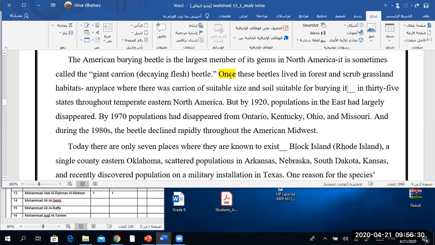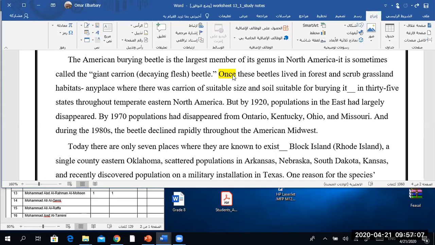Any idea, Abdullah Al-Anizi? We were talking about the word once here. Thank you, Muhammad Al-Muhsin. I love you, man. Once these beetles lived in forest, scrub grassland habitats, any place where there was carrion of suitable size and soil suitable for burying it. All right. We were wondering about the use of the word once at the beginning of this sentence and what it signals here in this context. What does the word once mean and signal here?